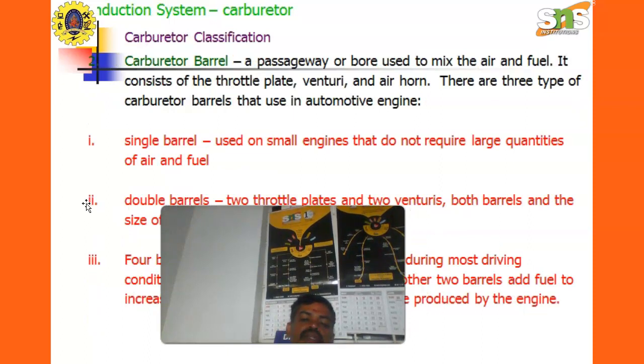The single barrel is used on the smallest engines that do not require a large quantity of air-fuel. A double barrel has two throttle plates and venturis; both barrels are the same size or of different sizes. Four barrels operate on the primary two barrels during most driving conditions. When more power is needed, the other two barrels open and add fuel to increase the amount of horsepower and torque produced by the engine.